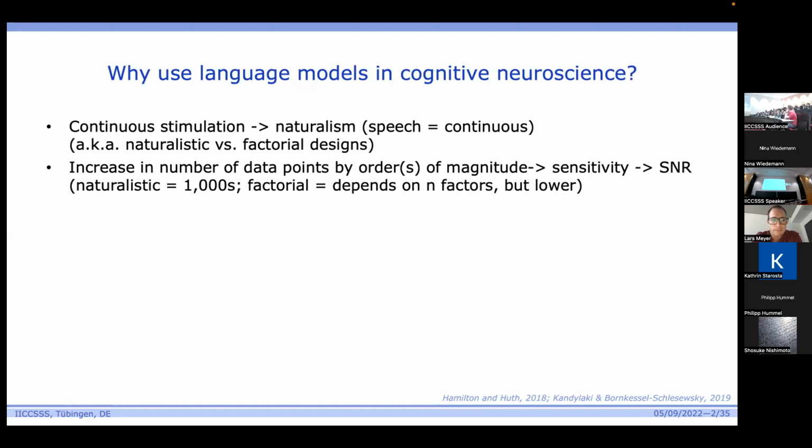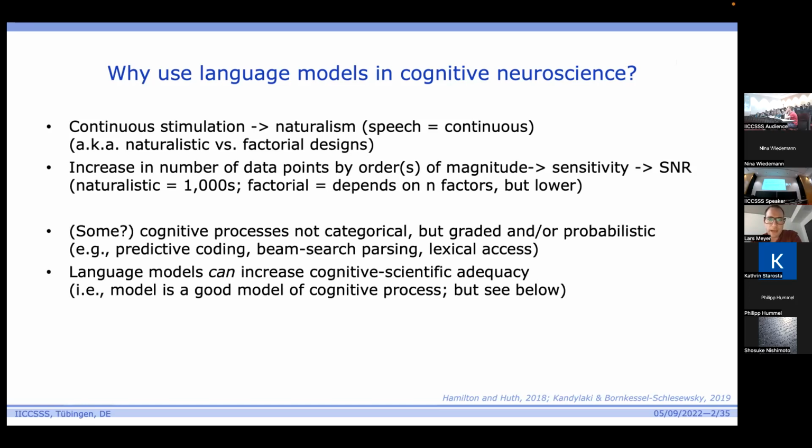Continuous stimulation of just a narrative, a story, something like that, has the advantage that it can solve that problem for you. You can stimulate 20 minutes and still end up with 1,000 data points. That's beautiful, of course. However, that requires that you know what's happening during each of these data points, and you can only achieve that usually when you do some sort of computational language modeling, or at least theoretically inspired language modeling.